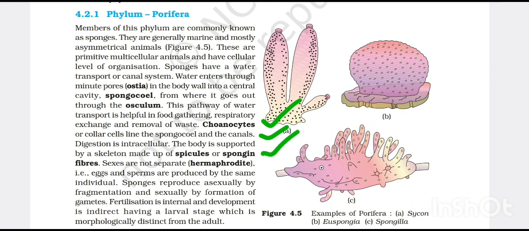Sexes are not separate, so they are hermaphrodites. Hermaphrodites means both sexes are present in one body, that is, eggs and sperms are produced by the same individual. Sponges reproduce asexually by fragmentation, where a part is detached from the body and develops into another individual, and sexually by the formation of gametes, male and female. Fertilization is internal, that means inside the body, and development is indirect, having a larval stage which is morphologically distinct from the adult.